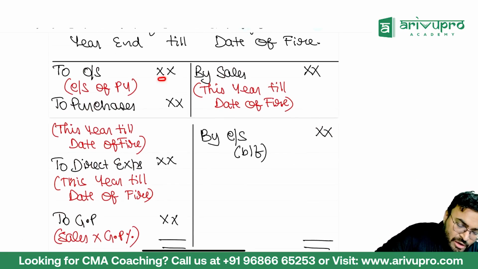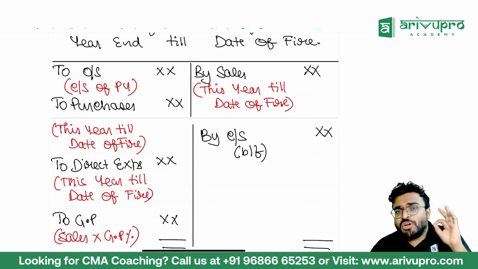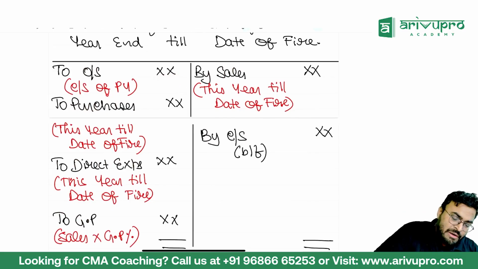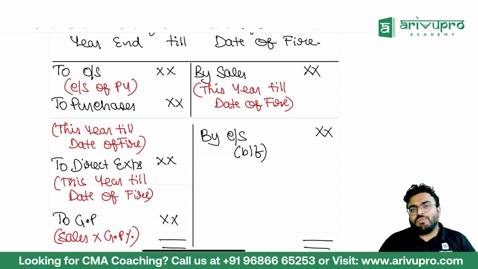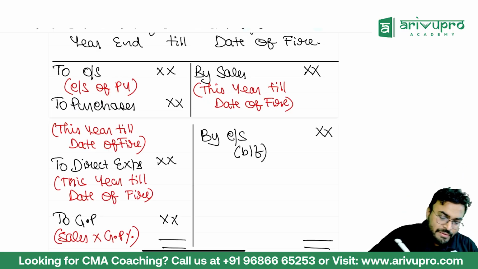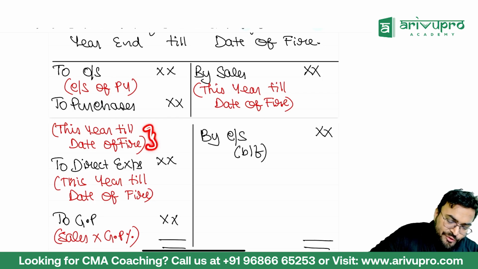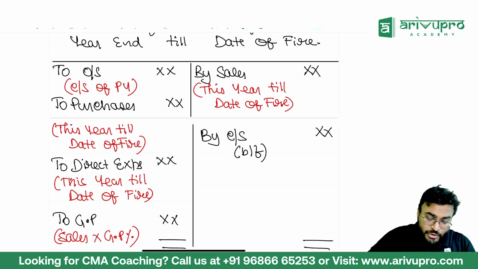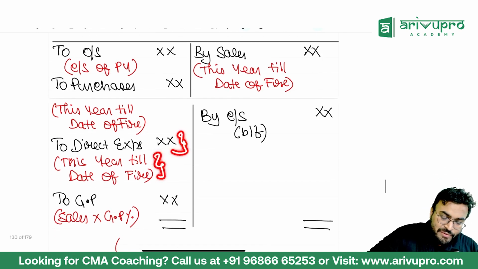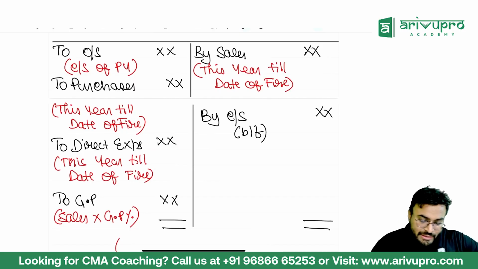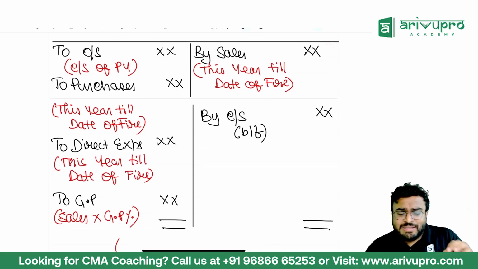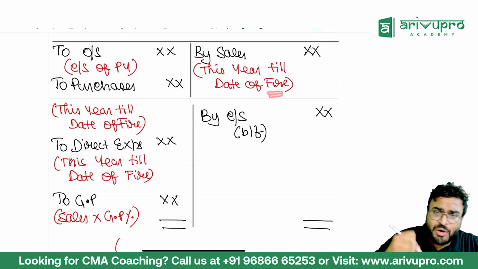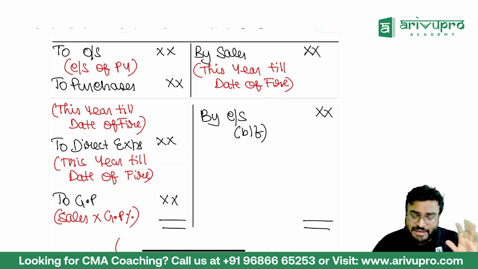Now trading account will always have opening stock. Last year, previous year, what was the closing stock? That will be the opening stock. We start from there. Then purchases till the date of fire, whatever purchases are there, you are going to take that. Direct expenses, whatever is there till the date of fire, you take that. And then sales, you take till the date of fire, whatever sale is there.